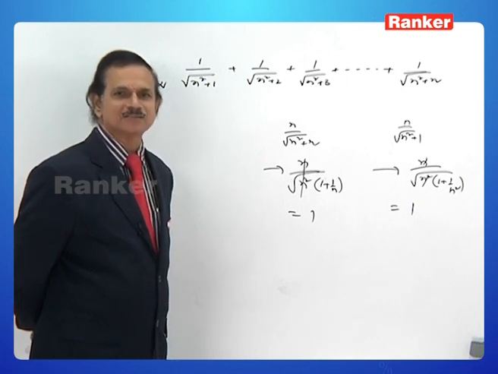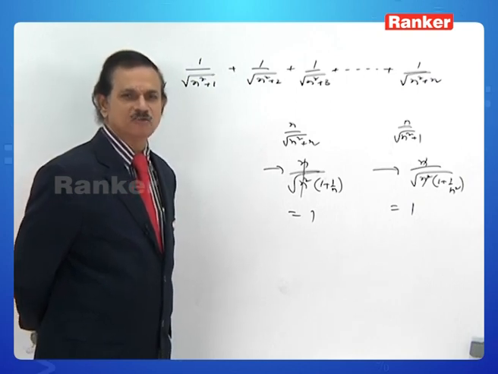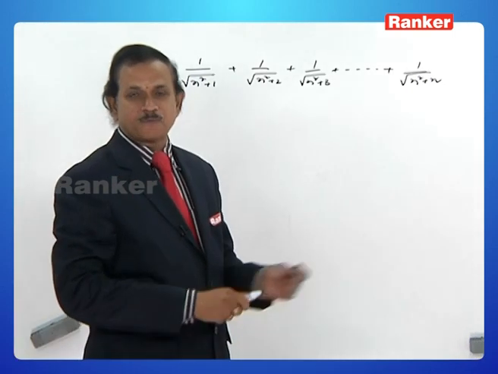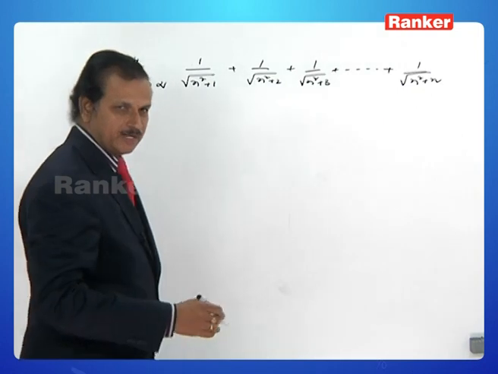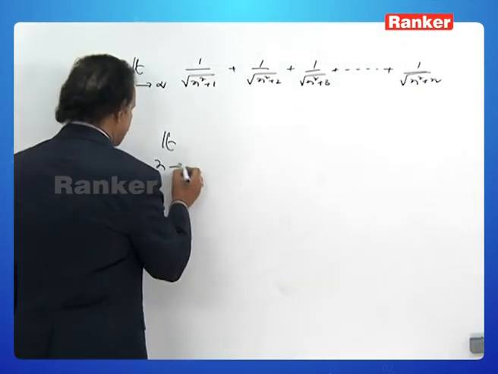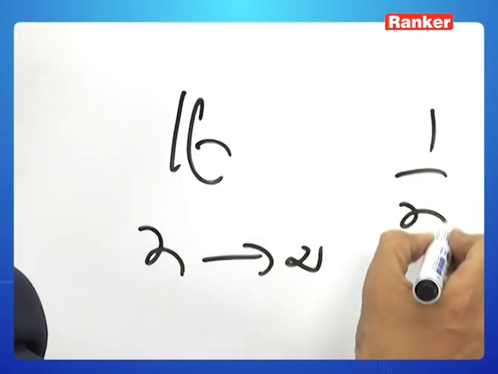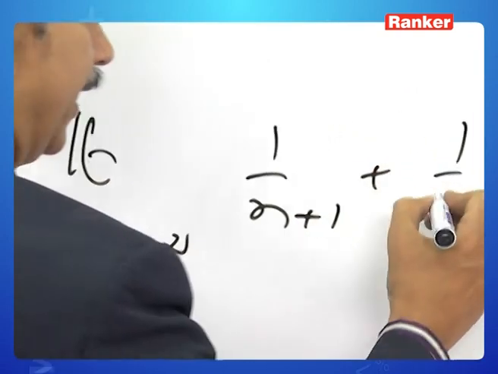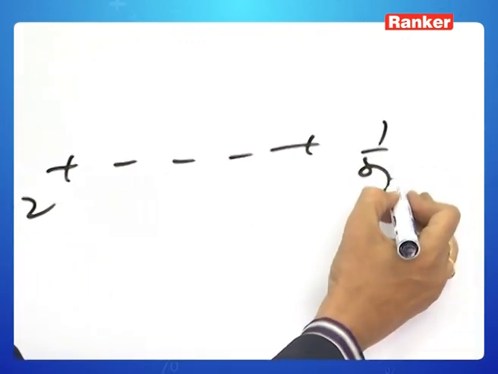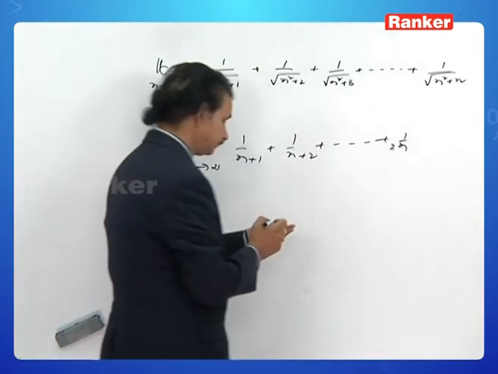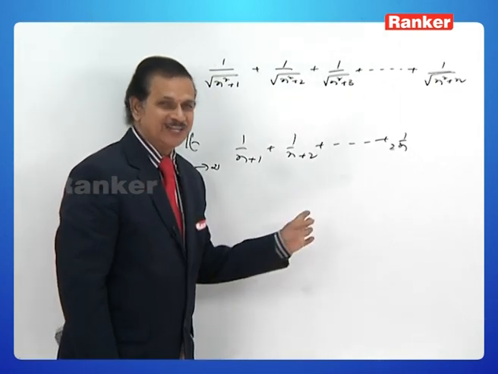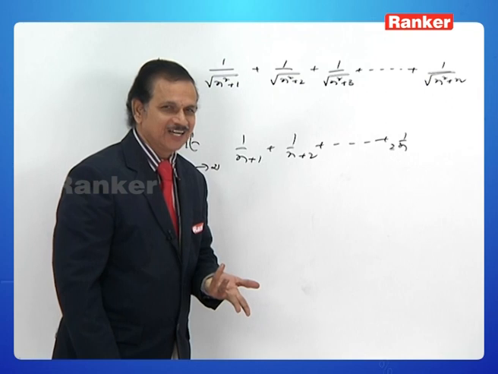The sandwich theorem helps us. In what way does the sandwich theorem help us? We shall now learn. Before going to that procedure, let me bring to your notice one more question. Limit as n tends to infinity, 1 by n plus 1, plus 1 by n plus 2, plus 1 by n plus 3, up to 1 by n plus n, that is 2n. Can the sandwich theorem be used here or not? You can check.